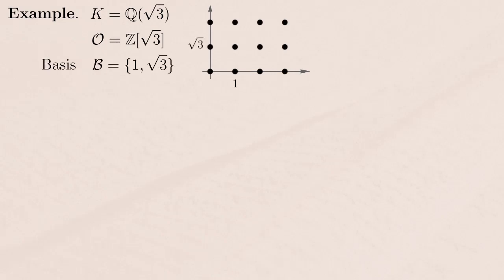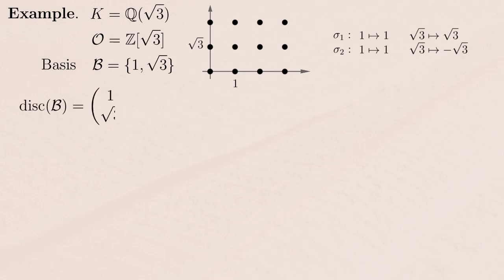So here's a diagram, and here's a basis, 1 and root 3. Again, both our embeddings send 1 to 1, and they send root 3 to plus and minus root 3 respectively. Our discriminant this time comes out to be 12. Now, 12 isn't square free. 12 is divisible by 1 squared and 2 squared, so there are two possibilities.